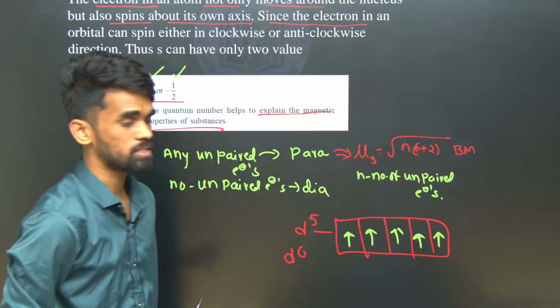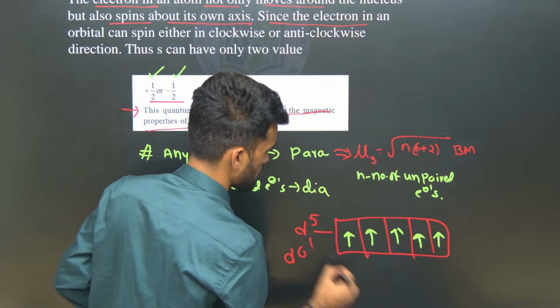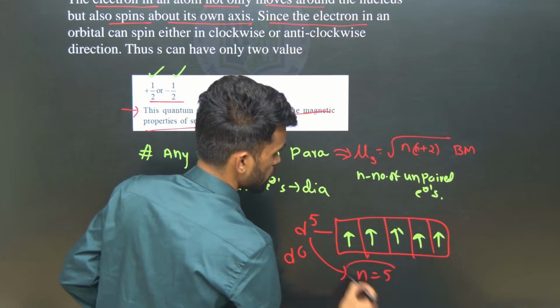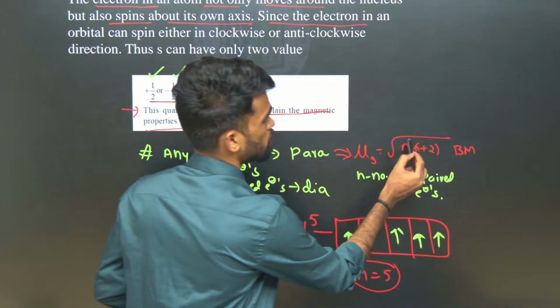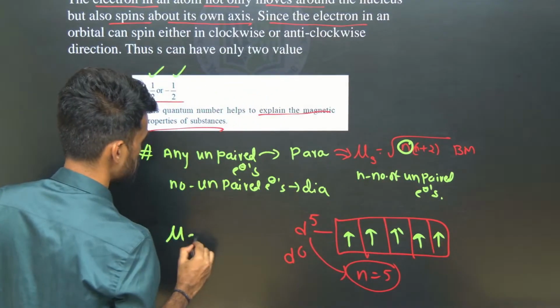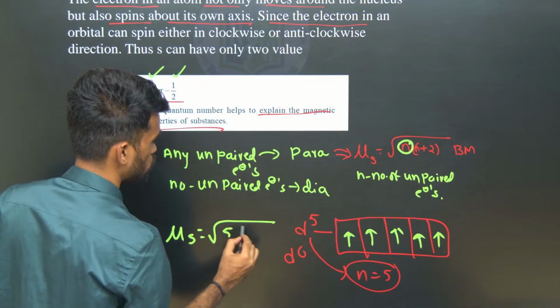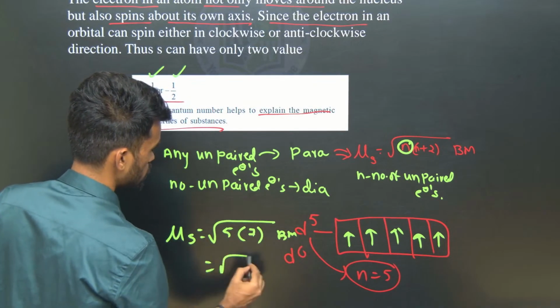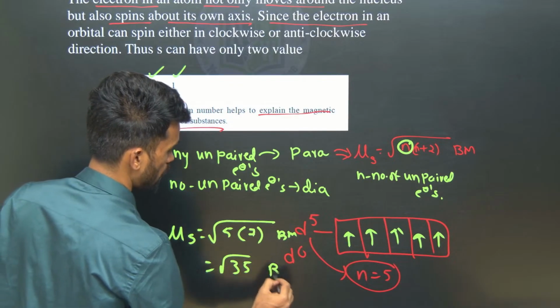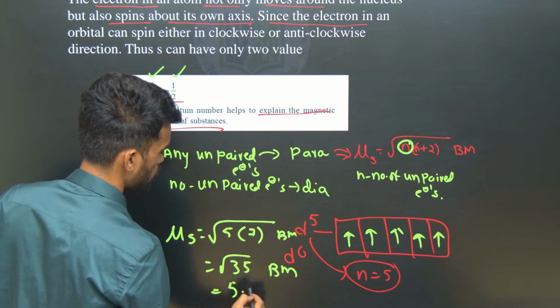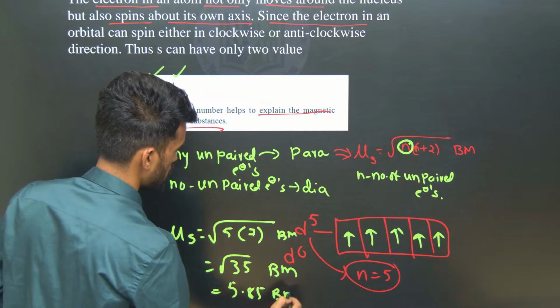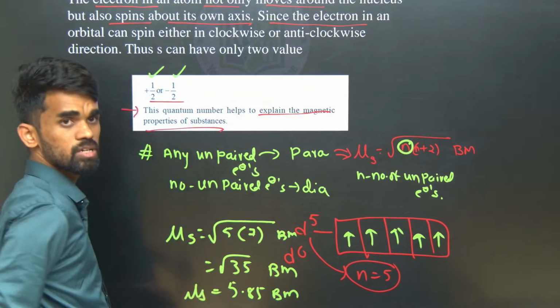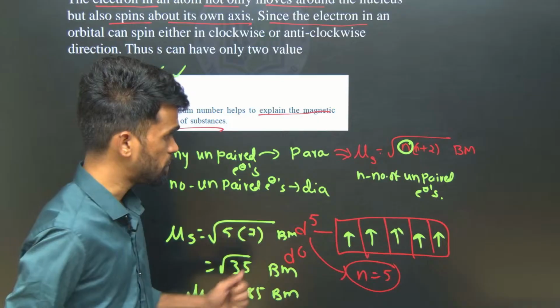For d5 it should be 5 electrons like this. Now the n value is 5 in the case of d5, 5 unpaired electrons. So put that 5 over here. So mu s, the spin only magnetic moment, will be root of 5 into 5 plus 2, which is 7, so root 35 Bohr magnetons. So you can say around 5.92 Bohr magnetons as your answer. Mu s, spin only magnetic moment. Hope this is also clear.